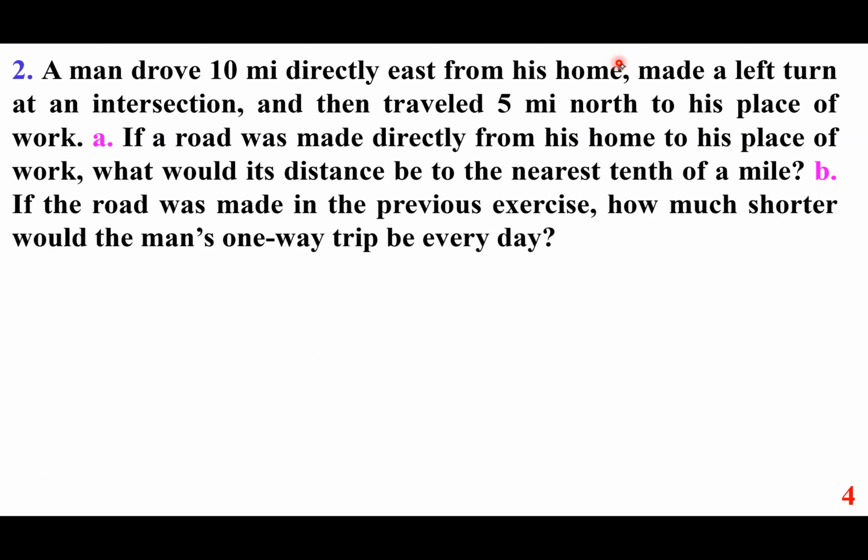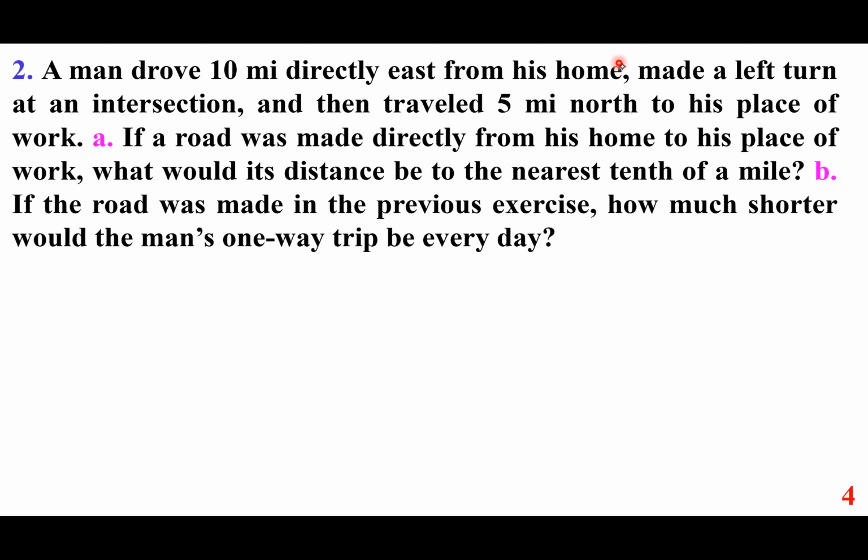A man drove 10 miles directly east from his home, made a left turn at an intersection, and then traveled 5 miles north to his place of work. If a road was made directly from his home to his place of work, what would its distance be to the nearest tenth of a mile? If the road was made in the previous exercise, how much shorter would the man's one-way trip be every day?